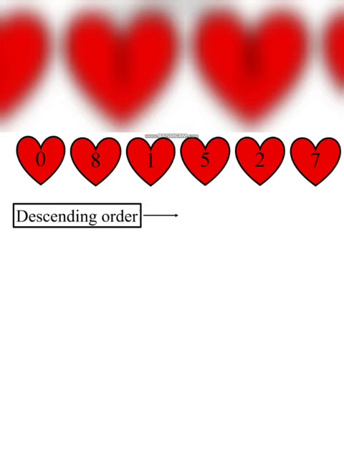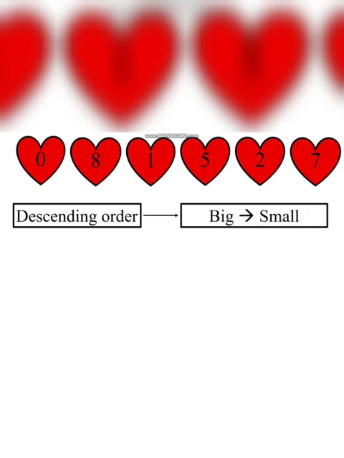Now here are some more numbers. Can you tell me which shape this is? Yes, it's a heart shape. So our first number is 0, second is 8, third is 1, fourth is 5, and 2, then 7. Again we'll arrange these numbers in descending order. And again, what is the meaning of descending order? Yes, descending means big to small.